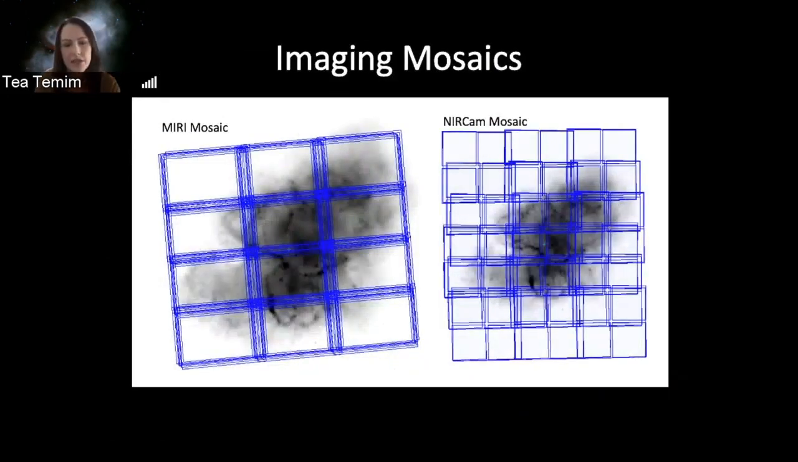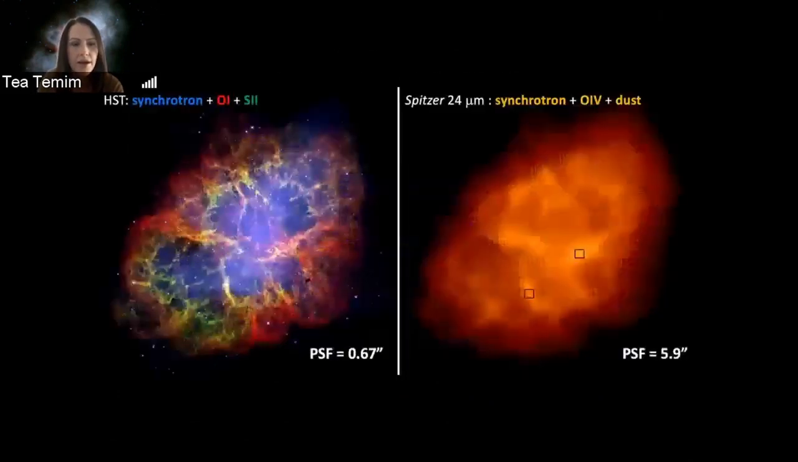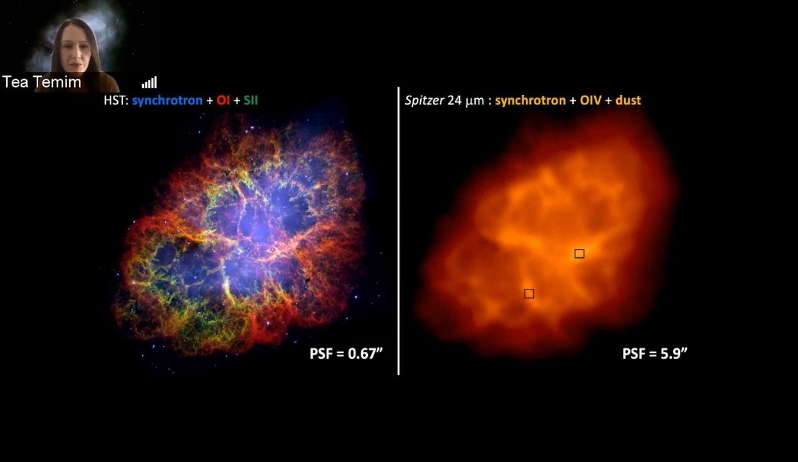These are the footprints of our imaging mosaics with MIRI and NIRCam so that you can see what they look like. And these images give an idea of the dramatically improved quality that we will be able to achieve in the mid-IR with JWST. The image on the left shows that spectacular Hubble image that has been approximately convolved to the resolution of the 21 micron filter on MIRI. And then the image on the right is the existing Spitzer image at 24 microns, showing the combined emission from the pulsar wind, bright oxygen lines, and dust.